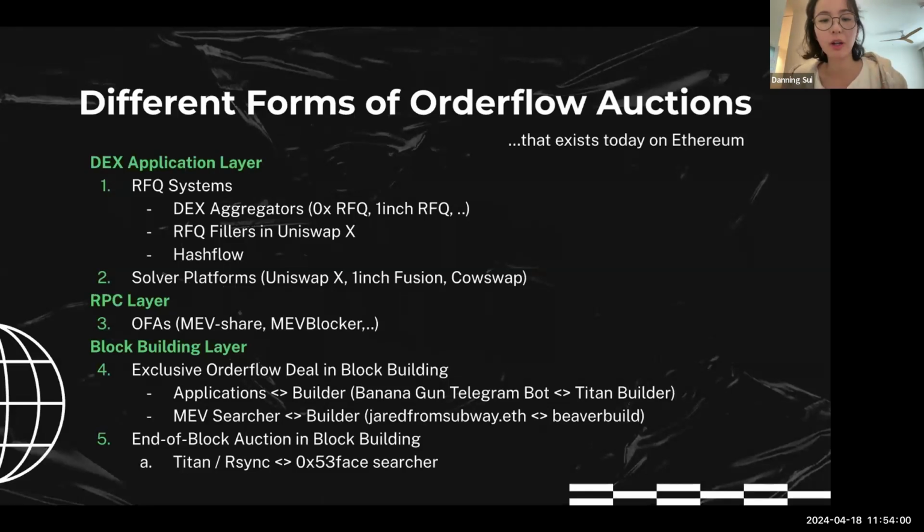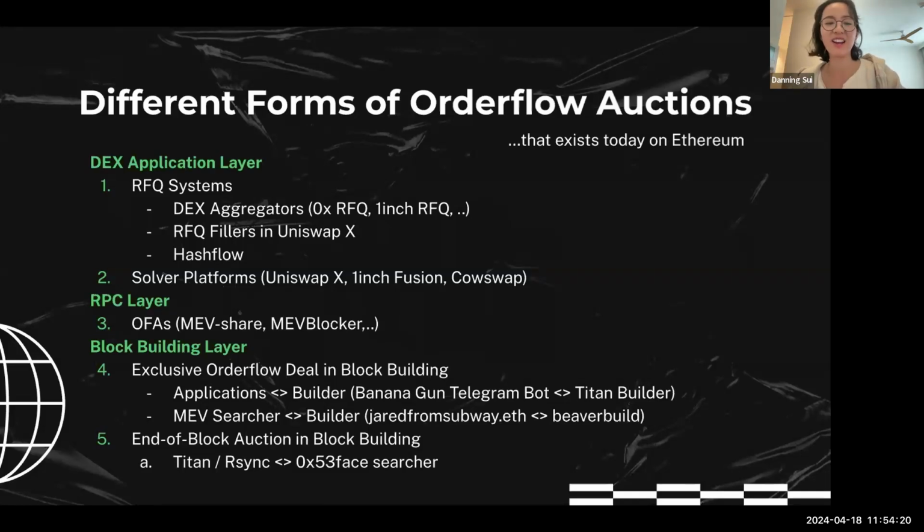Solver platform is a new one, which came up recently in just the past year. Examples would be Uniswap X, 1inch Fusion, and CowSwap. And in the RPC layer, there's also order flow auction happening. We just call them OFAs, basically MEV Share from Flashbots or MEV Blocker from CowSwap as examples.